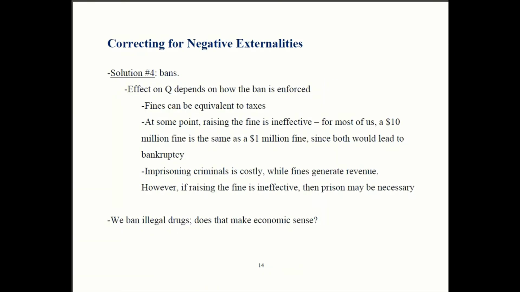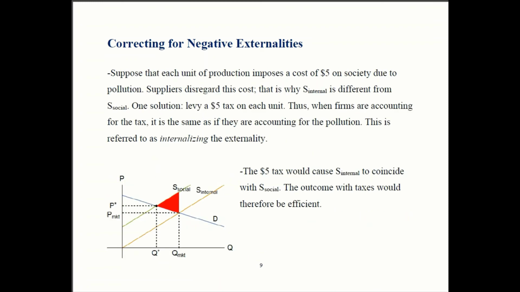Solution number 4. You can try banning the good that has negative externalities. Now we know from before that just because something has negative externalities does not mean you want to necessarily eradicate it. We saw it a couple of slides ago, like back over here. So this good has negative externalities, but the efficient quantity is still above zero.